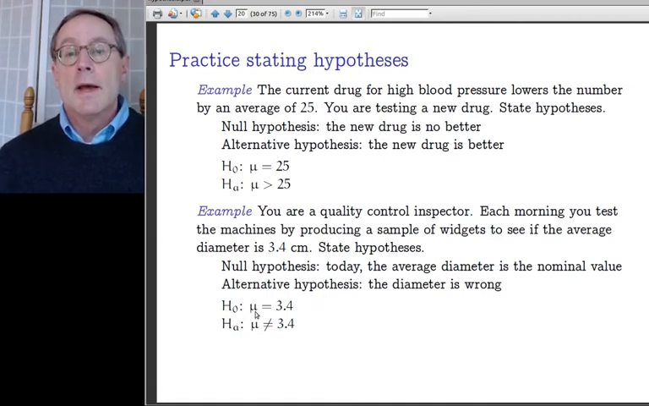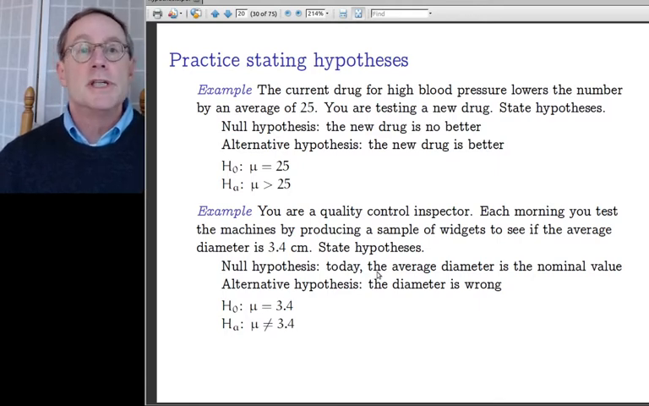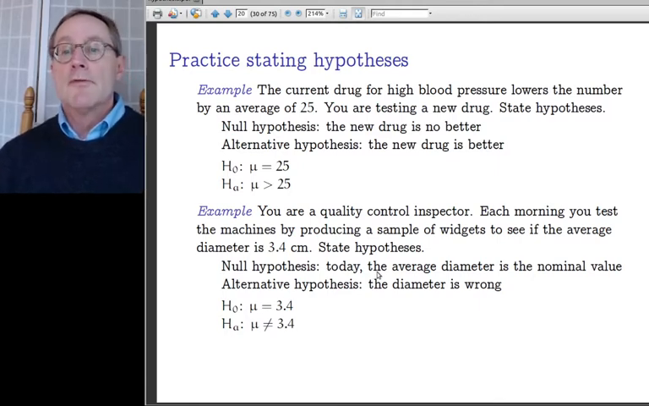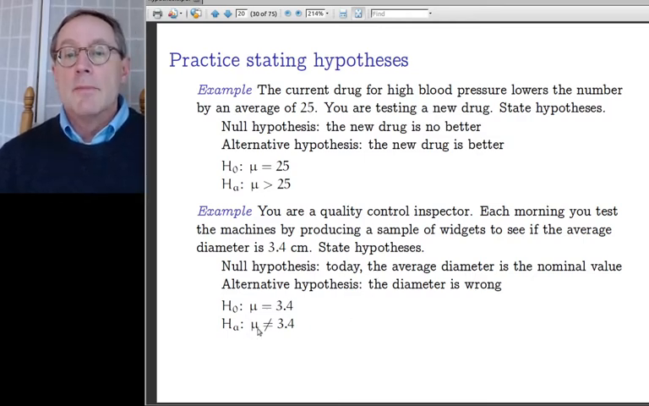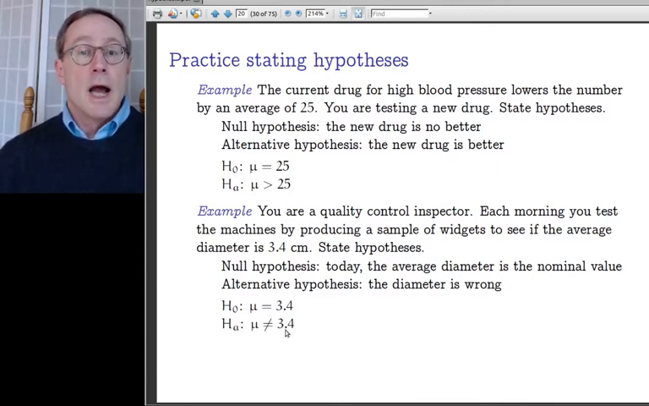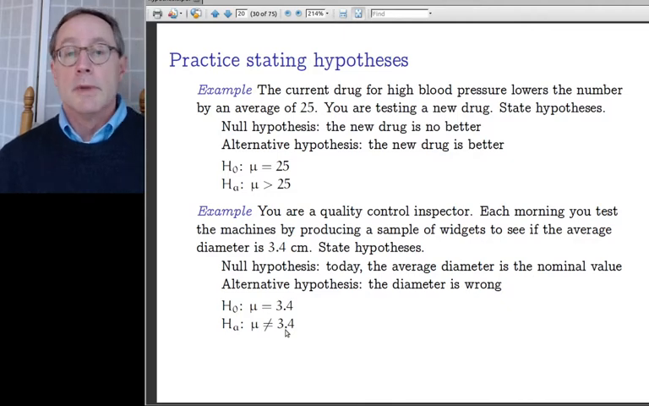H naught is that mu is equal to 3.4. There's nothing happening. Today the machines are doing what they're supposed to do. That front that came through last night with the change in air pressure had no effect. HA is that mu is not equal to 3.4. I'm not sure, is it bigger? I'm not sure, is it less? I'm concerned in either case. I mean, I need my machines to be making the right size parts.